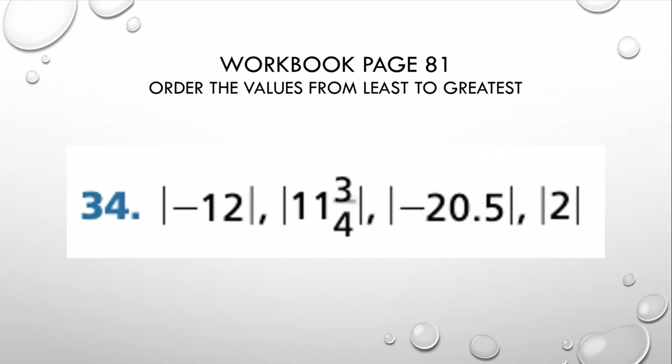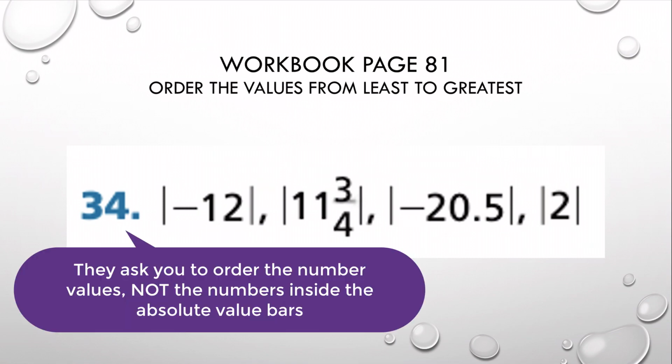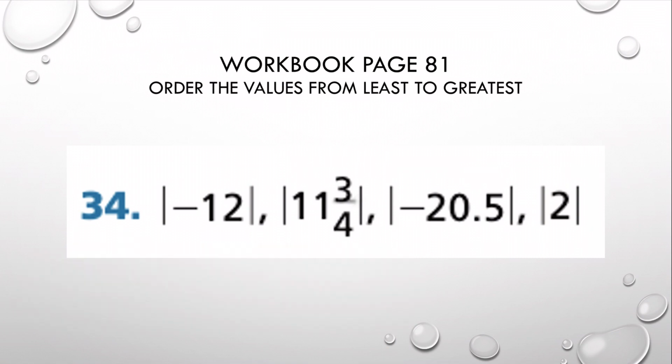All right, please open up your workbooks to page 81, number 34. They ask you to order these values from least to greatest. So they're not asking you to order the numbers from least to greatest, they're asking you to order these values from least to greatest. Meaning you have to think about what the actual values of all of these are.